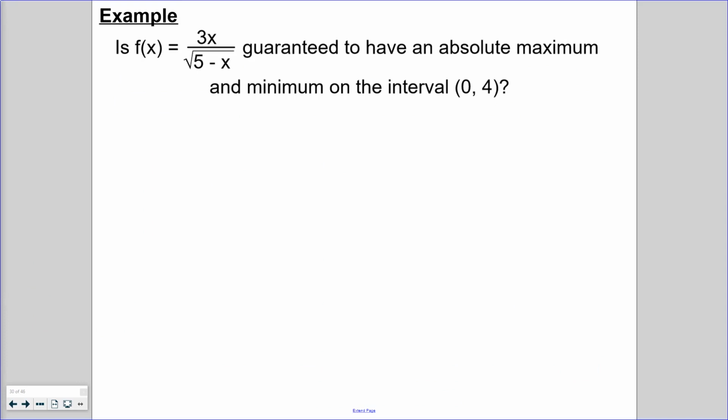So our first example is: if f of x equals 3x over the square root of 5 minus x, is it guaranteed to have an absolute maximum?